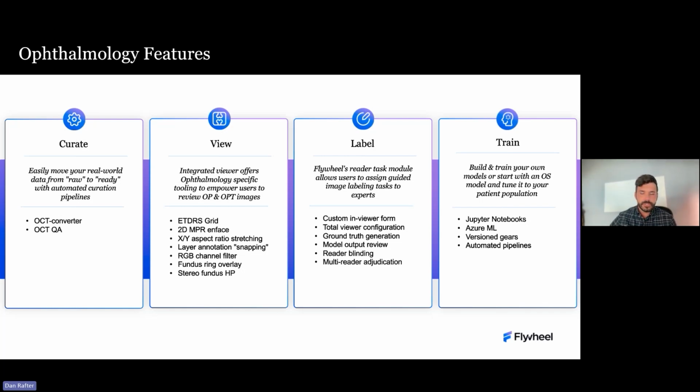We've got multi-reader adjudication, which I'll go into in more depth. You can review the outputs of models that you're developing, open source models, commercial models that you're reviewing. It's a really flexible and powerful module to help you get the labeling that you need done, both qualitative and quantitative. And then lastly, if you've generated your ground truth, you can actually take that data and begin training or building your own models through Jupyter Notebooks or Azure ML. And then we have ways in which you can actually output that and use it in your workflows downstream.